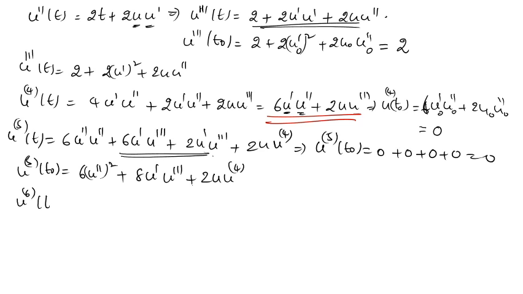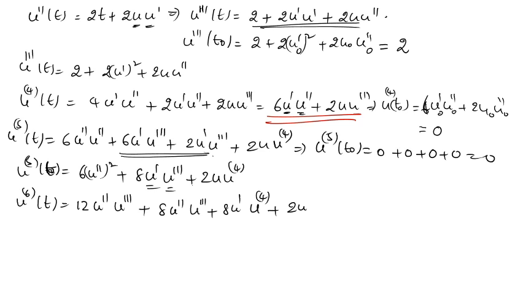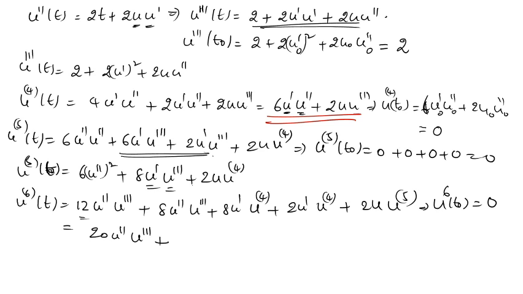Therefore u sixth derivative t equals 12 u double dash u triple dash plus, now by the uv method, 8 u double dash u triple dash plus 8 u dash u fourth derivative plus 2 u dash u fourth derivative plus 2 u fifth derivative. If I substitute u6 at t naught, this becomes 0, right? And what are the common terms here? This is 18 plus 12 plus 8, 20 u double dash u triple dash, and these two are same, 10 u dash u fourth derivative plus 2 u fifth derivative.